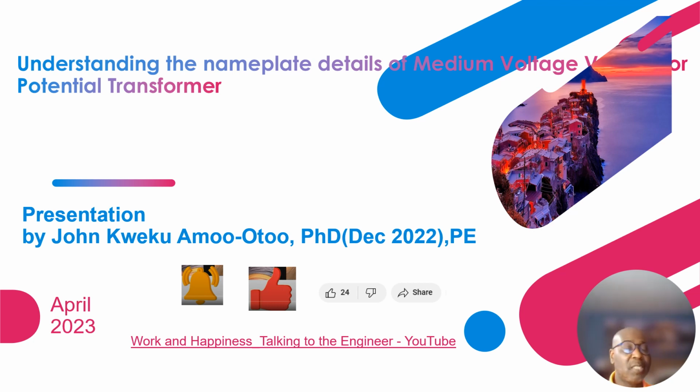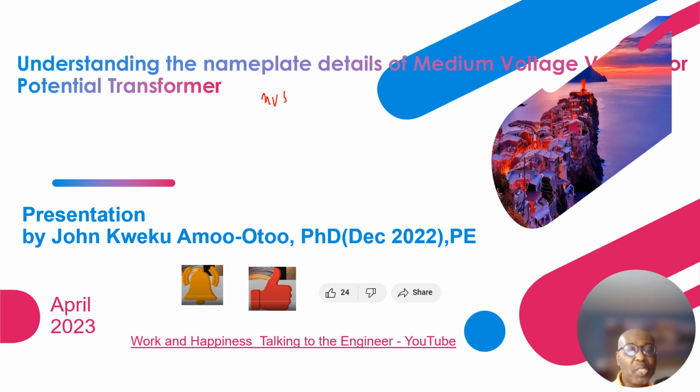Another interesting topic, and that is understanding the nameplate details of a medium voltage transformer or potential transformer. Basically, you can use those names interchangeably. You can say a potential transformer or a voltage transformer. And this equipment is mostly installed on a medium voltage switchgear.